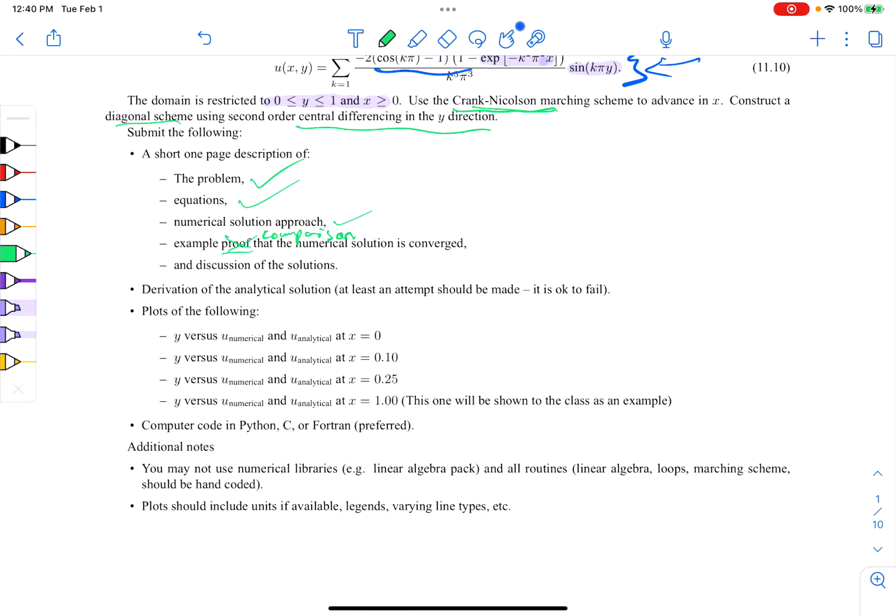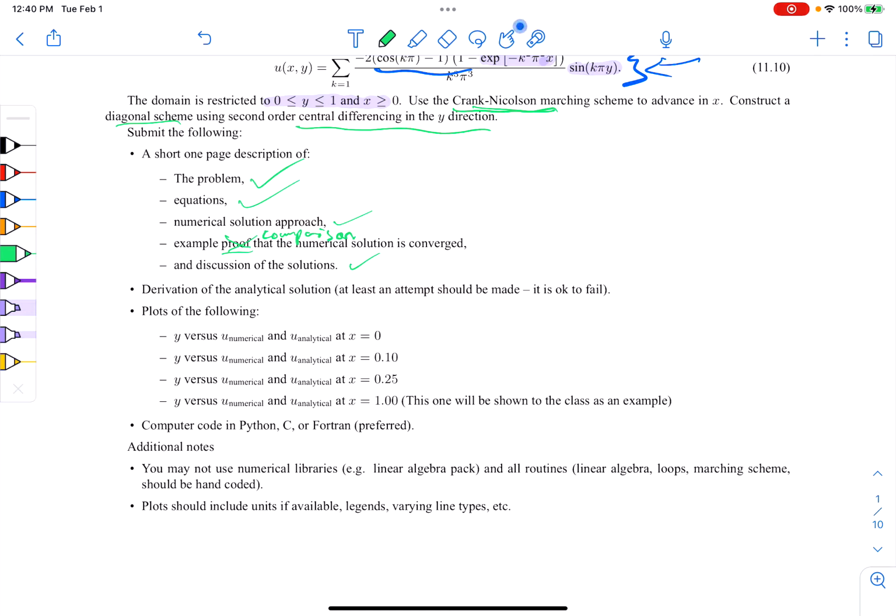That proves to me that, well, not proves, but it's a very good indicator, the easiest one, that my solver is grid independent. And when you write your solver, you should have a dx and dy variable, right, which you can easily adjust. Anyway, if you've done that, that's good. And then you can discuss the solutions, the ones I asked you to plot here.